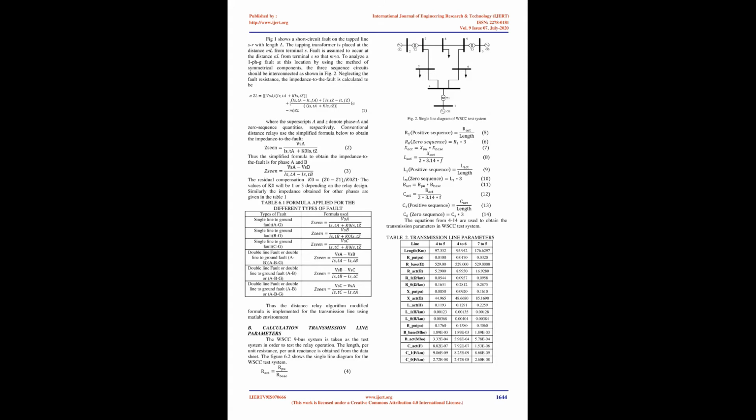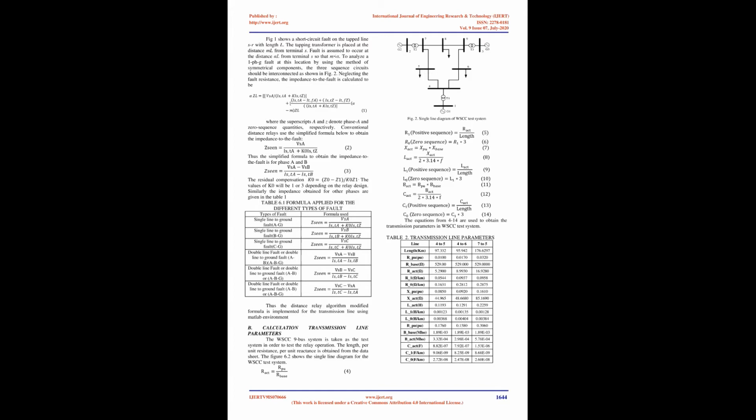Fig 1 shows a short circuit fault on the tapped line SR with length L. The tapping transformer is placed at the distance ML from terminal S. Fault is assumed to occur at the distance mL from terminal S. To analyze a single phase to ground fault at this location by using the method of symmetrical components, the three sequence circuits should be interconnected as shown in Fig 2.